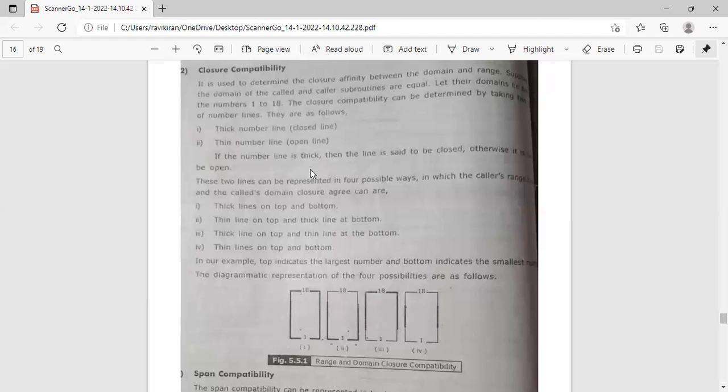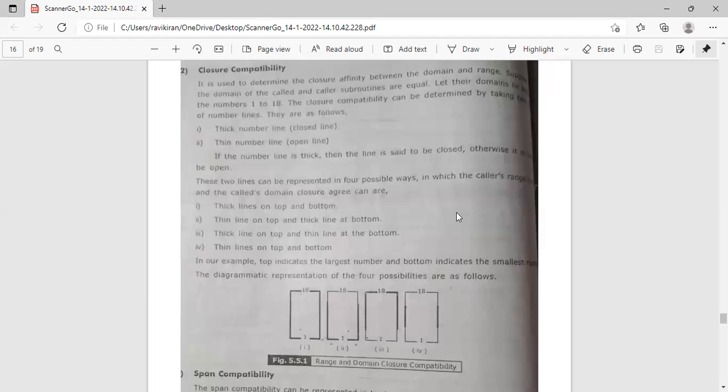If the number line is thick, then the line is said to be closed. Otherwise, it is said to be open. These two lines can be represented in four possible ways.